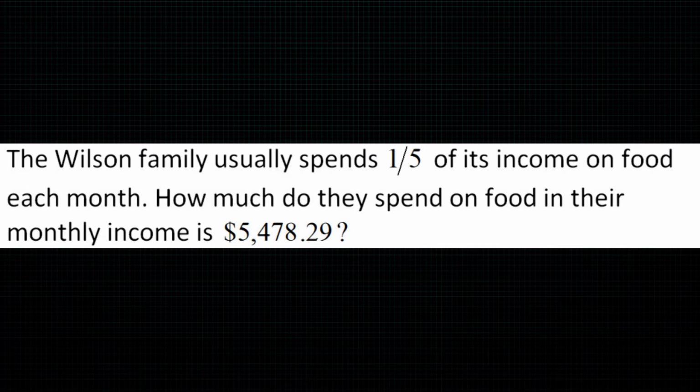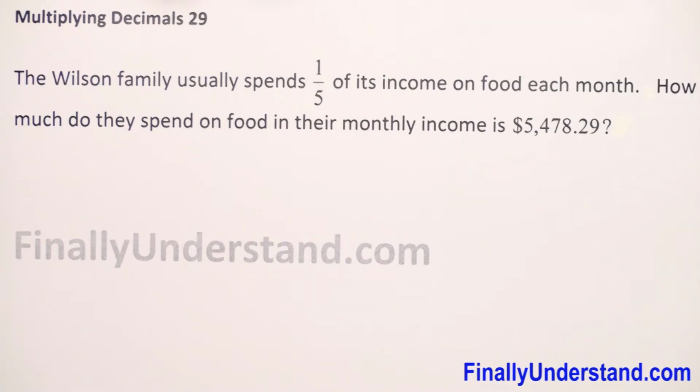The Wilson family usually spends 1/5 of its income on food each month. How much do they spend on food? Their monthly income is $5,478.29. So how do we do this?